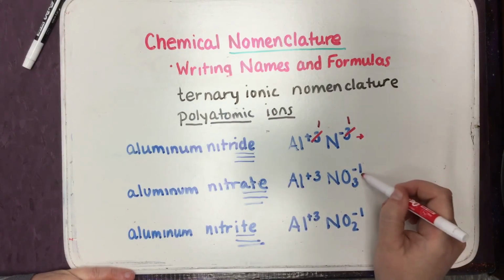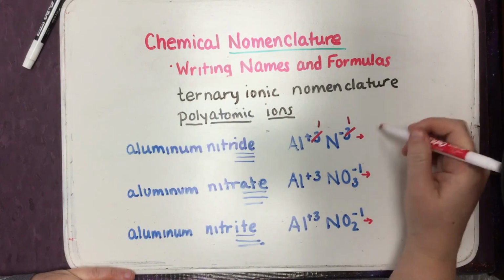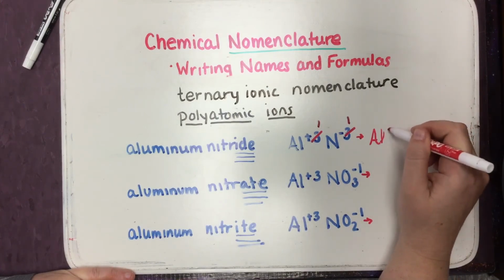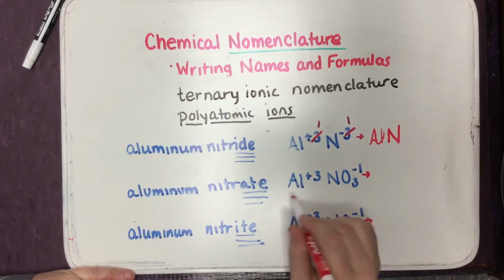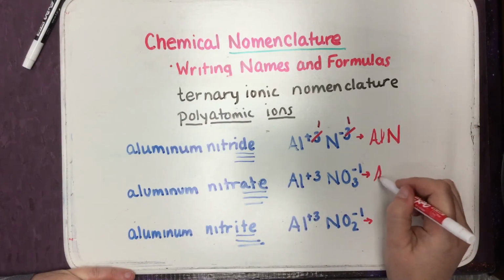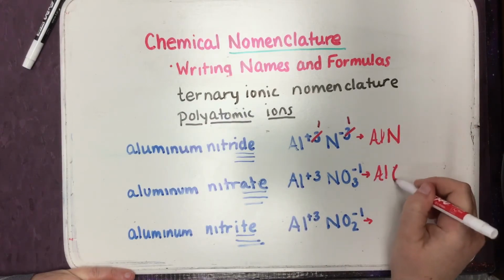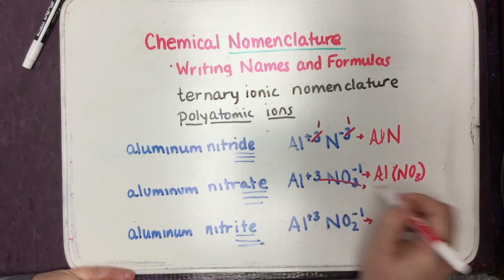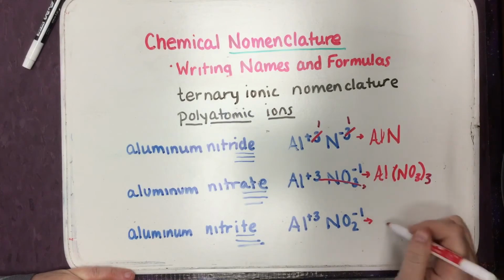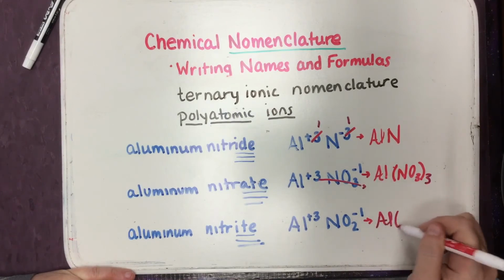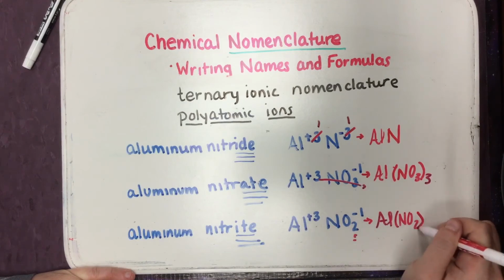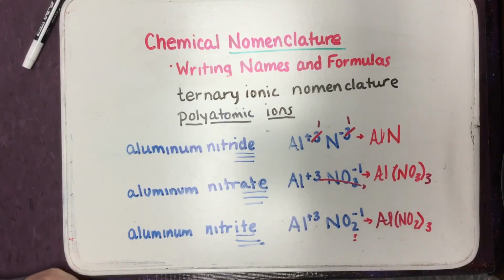After everything is reduced as much as possible, now we crisscross. So our final formula for aluminum nitride would be AlN. Aluminum nitrate would be Al(NO3)3, which goes in parentheses because we need another 3 on the outside, and Al(NO2)3 because this was nitrite instead of nitrate, and again we need a 3 on the outside.